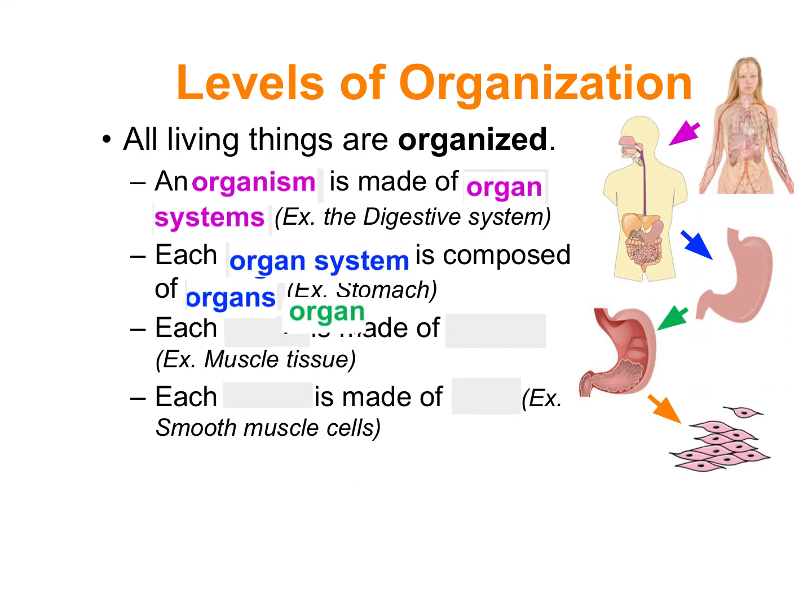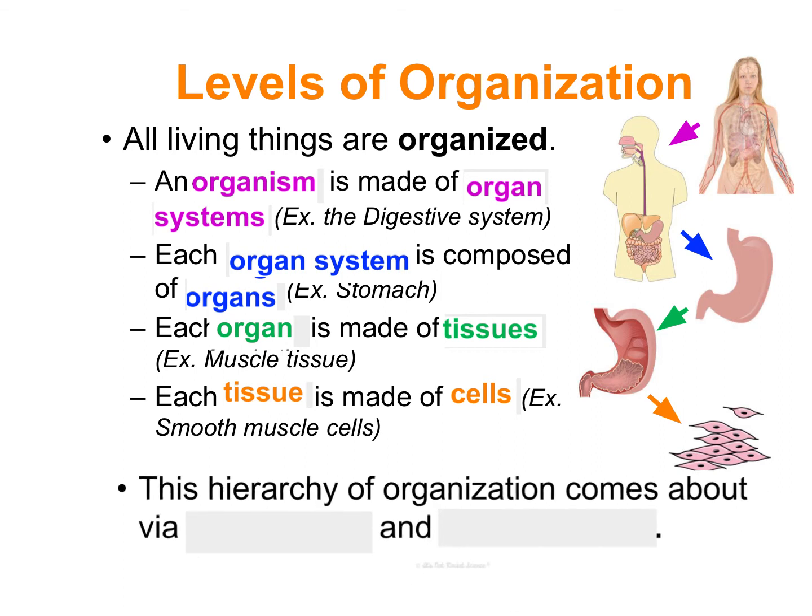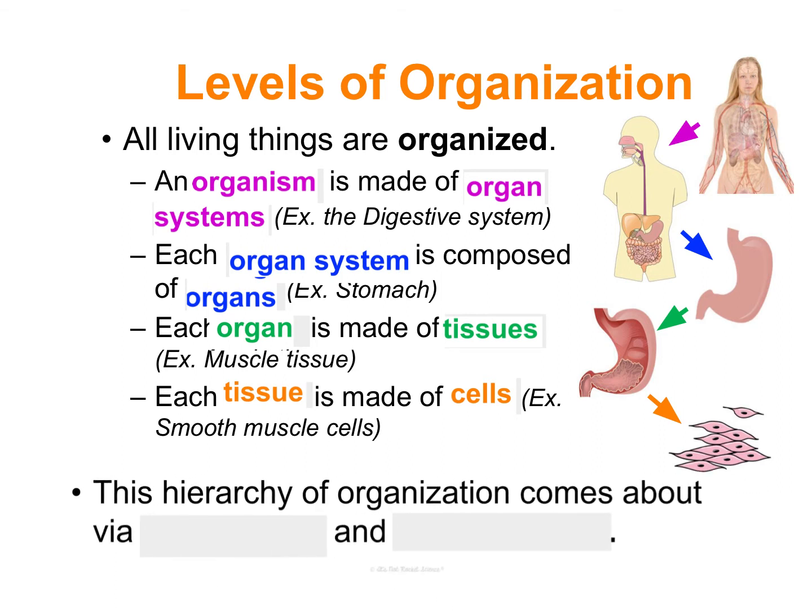Each organ then is made up of different tissues, and each of our tissues are made up of cells. So here we have our stomach, and then here you can see the different cells that make up the stomach itself. An example of this would be smooth muscle tissue, which we will talk about later on. And this all comes about from the hierarchy of organization that comes about from our cell division and differentiation.